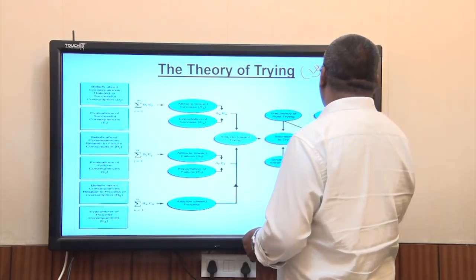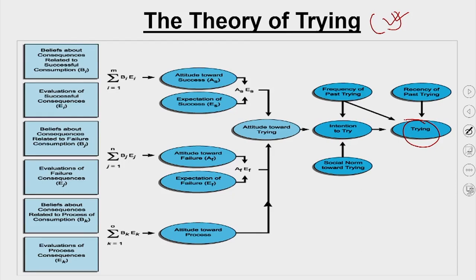The theory of trying says that Sita's behavioral intention towards joining the gym is dependent on three things: frequency of past trying, how much in the past Sita has actually tried to lose weight, and also the recency of trying. How recently has Sita actually tried a gym? How recently has she been to a gym, and in the past how many times has she been to the gym? And then also social norms towards trying. What do other people think? How much does she value other people's advice in terms of trying the gym?